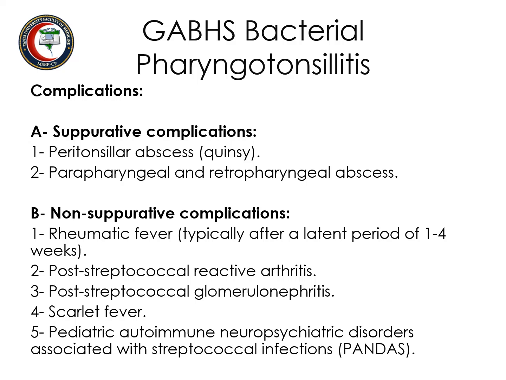Regarding the non-suppurative complications, the most important and most common one is rheumatic fever. This typically develops after a latent period of 1 to 4 weeks. The next most common are post-streptococcal reactive arthritis and post-streptococcal glomerulonephritis. Scarlet fever might develop as a non-suppurative complication. And the last one is pediatric autoimmune neuropsychiatric disorder associated with streptococcal infection. So the abbreviation is PANDAS.